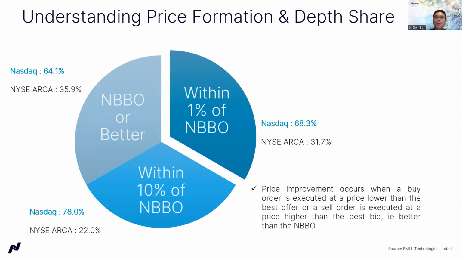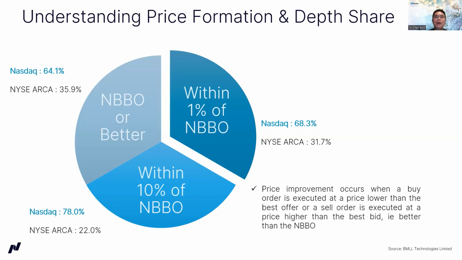Next, the depth share within 1% of the NBBO. This is a leading metric that indicates the quality of the depth data. Using the same component stocks of the Russell 1000, it shows that Nasdaq TotalView, or its depth data product, has over 68.3% depth share based on volume of the depth orders, while NYSE Arca has only 31.7% depth share within 1% of the NBBO. Again, this means that the price formation for prices within 1% of the NBBO are contributed mainly from Nasdaq market depth.